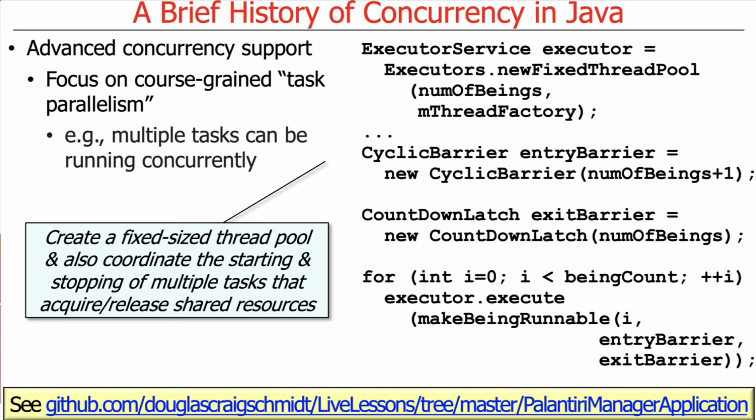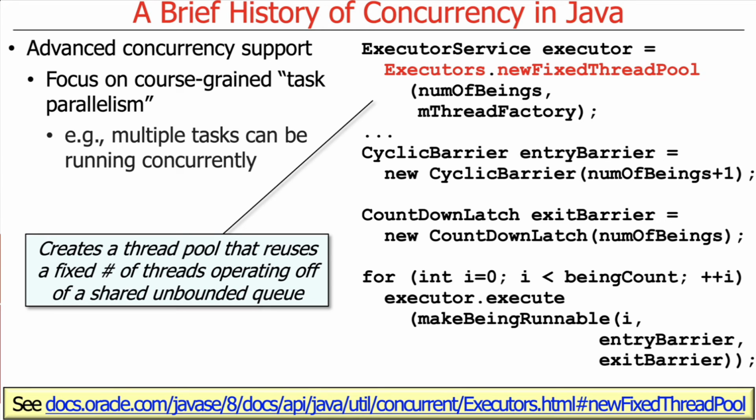This is a program you can find in my GitHub repository called the Palantiri Manager application. What it does is it creates a fixed size thread pool and coordinates the starting and stopping of multiple tasks that acquire and release shared resources. So you can see here we use the new fixed thread pool factory method on the executor's utility class. We'll talk more about what that stuff is later.